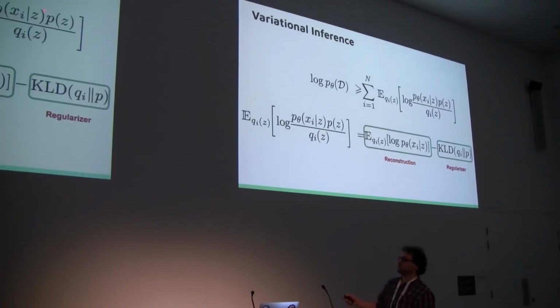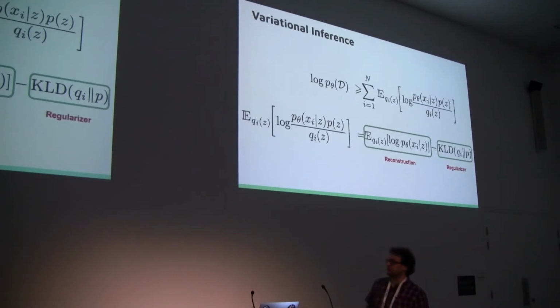Now we can also rearrange these terms into two terms. One of them is known as the reconstruction term, and the other can be interpreted as a regularizer, which is the KL divergence between the proposal distribution and your prior. This is called reconstruction simply because it is trying to recreate x from the z that was inferred from that same x.